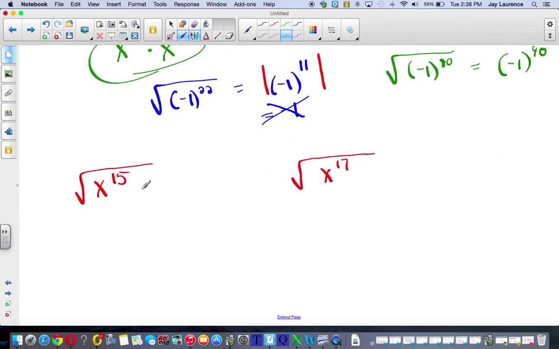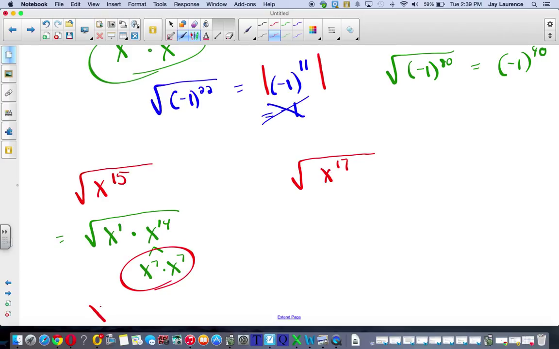How do we do x to the 15th? Well, it's not a perfect square as is. So I'm going to rewrite it as x to the 1st times x to the 14th. Now, x to the 14th can be rewritten as x to the 7th times x to the 7th. So these two are going to be out front and an x to the 1st inside the rad. And there you go. This should start getting simple. Don't make this difficult. We don't care if 15 is a perfect square.